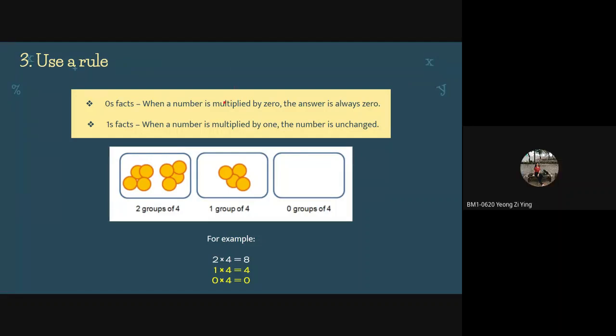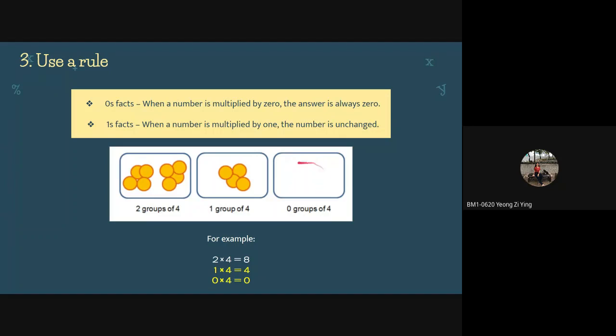So for now, I will continue to talk about the rules. 0 facts: when a number is multiplied by 0, the answer is always 0. 1 facts: when a number is multiplied by 1, the number is unchanged. For example, we can look at this picture. 2 groups of 4. You see inside the group there are 4 balls, then a second group. So here there are 8 balls. The other one is one group that has 4 balls in it.